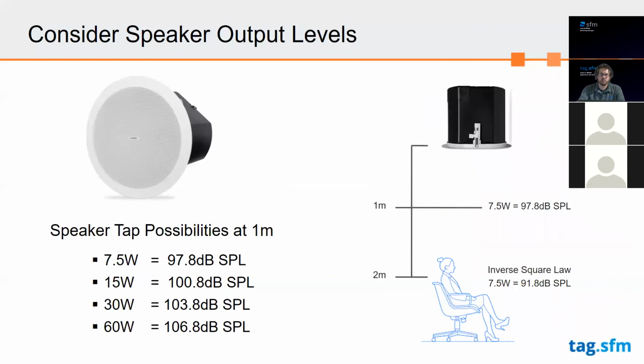So here's what we do. We take some measurements. So I could say, hey, I'm going to tap this at 7.5 watts. Well, at 1 meter away from that speaker, I know it's going to be 97.8. The inverse square law tells me if I double that distance, I have to reduce it by 6 dB. So if my listening height is 2 meters away from that speaker, then the inverse square law proves to me that at 7.5 watts, I can get 91.8 dB SPL.